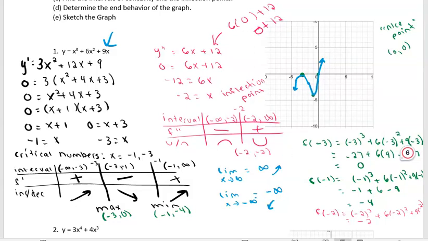It looks like we've got it. Let's check. Increasing to -3. We should have a max at -3. So increasing to -3, we got that. We have a max at -3. Decreasing from -3 to -1, we should have a min at -1. We've got that. Increasing after -1, we've got that. And changing concavity at -2, -2. It looks like we have our graph for this first one.